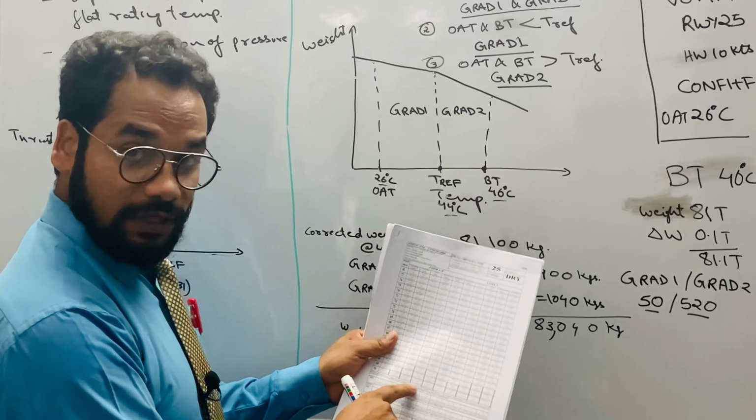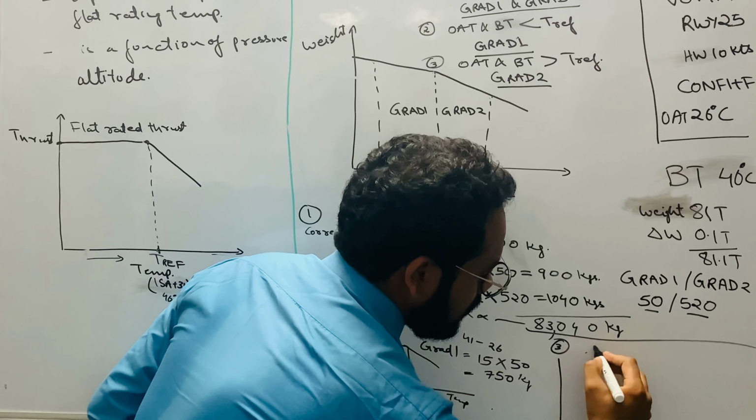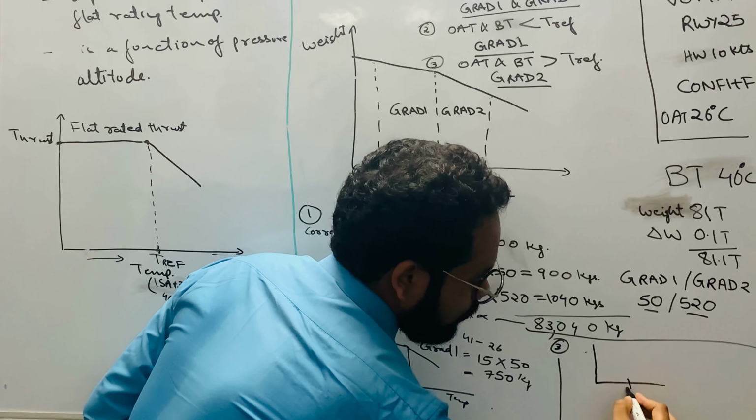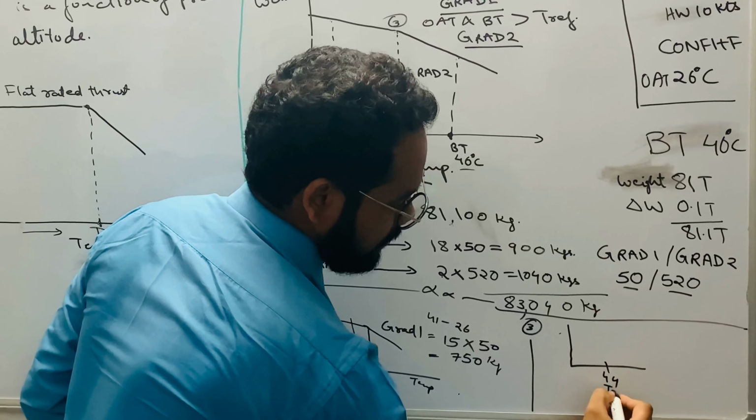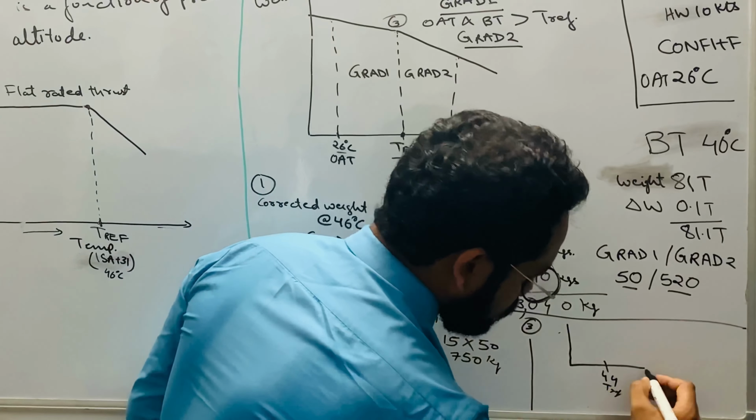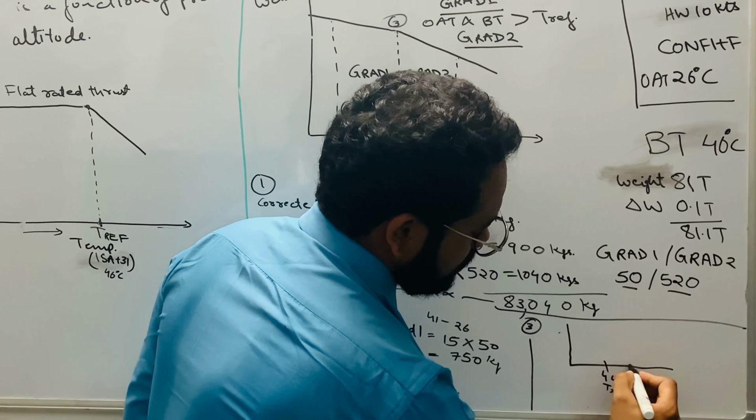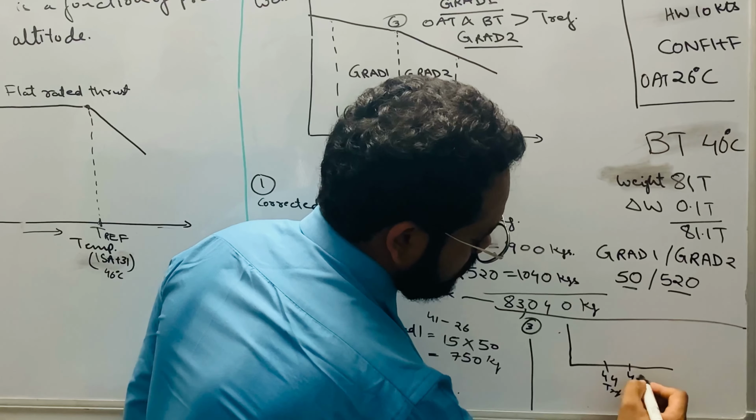Case number 1 we have already discussed in this example. Case number 3, let's discuss here, which is if OAT and box temperature are greater than T ref. Okay, our T ref is 44, so I'll just draw a line here. Our T ref, how much is it? 44. Okay, this is your T ref. Suppose your box temperature is 46, and your OAT is, suppose, 48. Okay, so just extend this line again here.